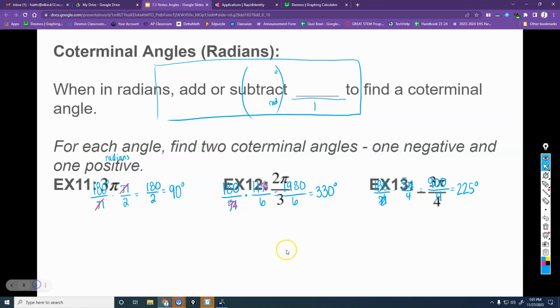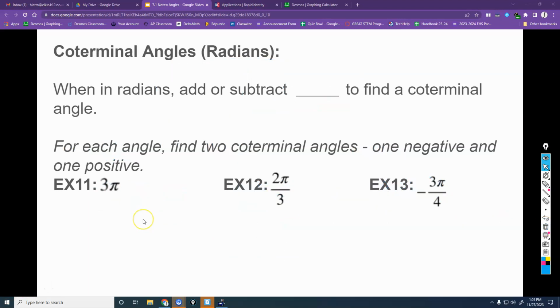All right, you've got one more thing we've got to be able to do. We have to be able to find coterminal angles in radians as well. With coterminal angles with degrees, they're much easier because what do we have to do with the degrees? Like if I've got 25 degrees and I want to know a coterminal angle, I can either add 360 or subtract 360, right? Because that's a whole rotation.